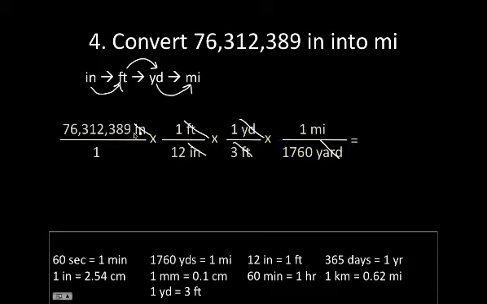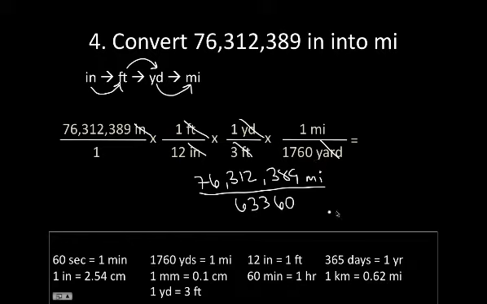To solve this, I took everything on the top and multiplied it across. So I got 76,312,389. Looking for units, there's my miles. Divided by everything multiplied across on the bottom, which is 63,360. There's no unit left on the bottom. And when I divide this number into this number, I get 1,204.57 miles. If you rounded to 0.6, I'm okay with that.